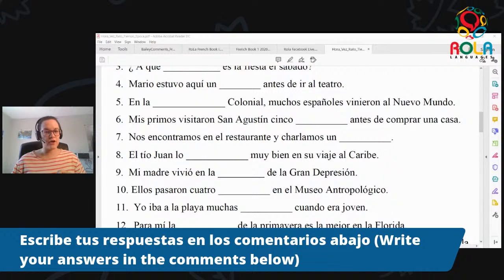Okay, dos más. We have 2 more to go. Número 10. Ellos pasaron 4 blank en el Museo Antropológico. So again, we have here another one where we have 4 before the blank, so we know that we have to choose something that can be made plural because we've mentioned there's 4, so we know we have to be able to put more than 1.